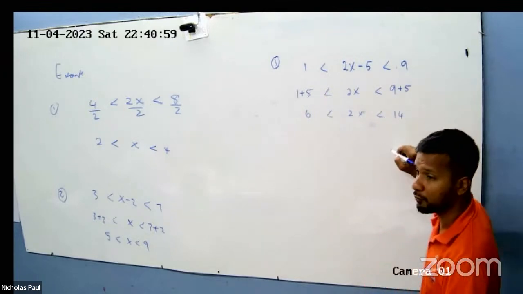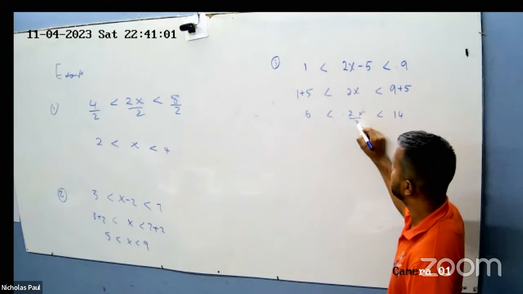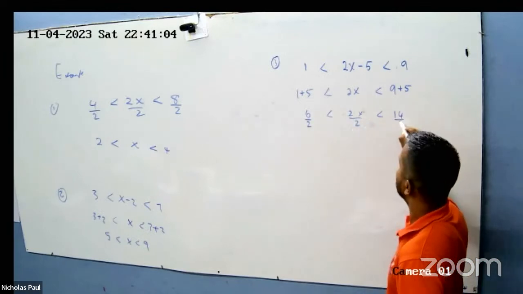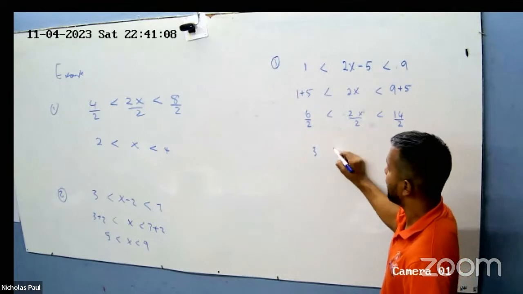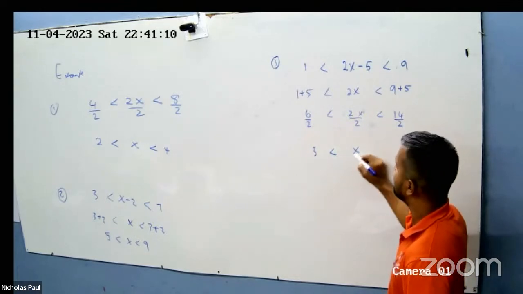What are you gonna do now? Divide by 2, divide by 2, divide by 2. Right? Whatever you do here, you're doing it there. So you're gonna get 3 is less than x is less than 7.